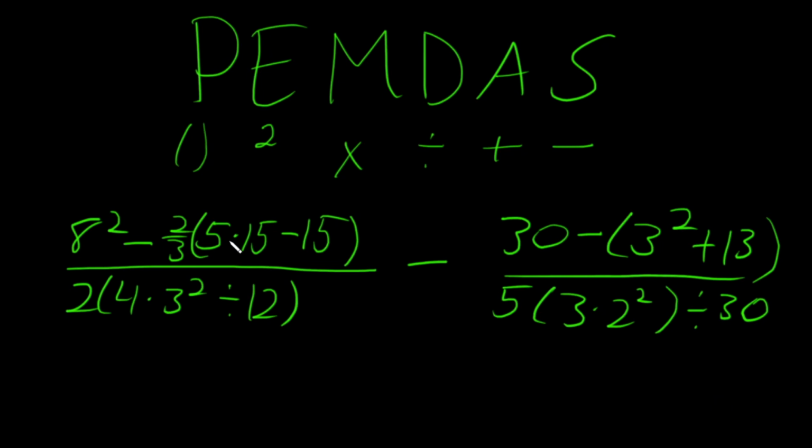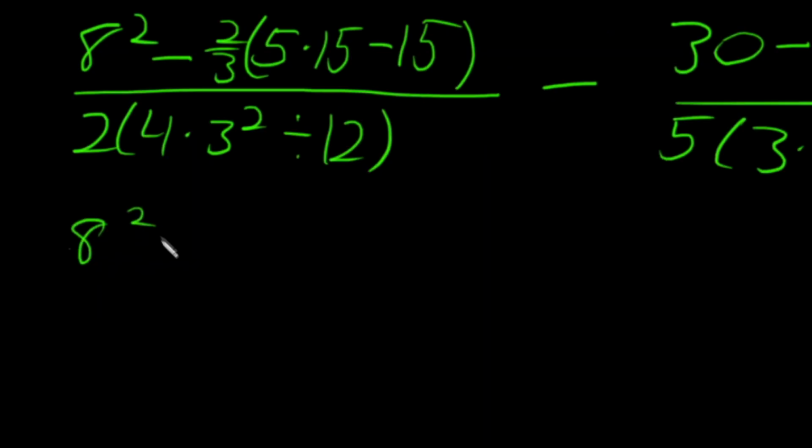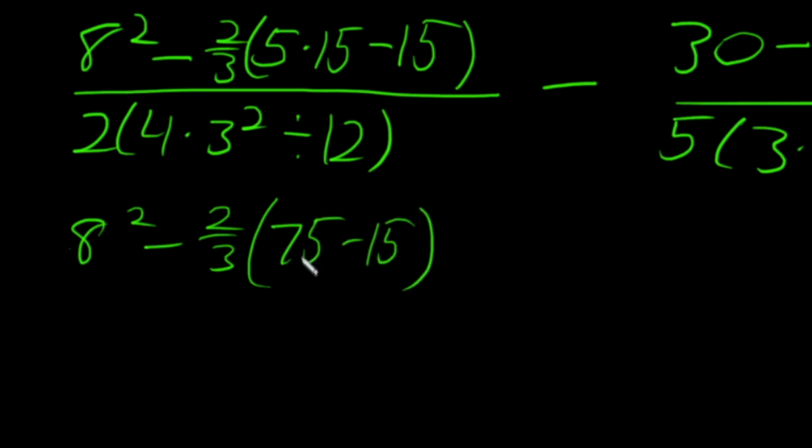Like we saw a moment ago, anytime we have these written as a fraction, we want to take care of one side of the fraction and then the other. So let's start with the first numerator. We do have parentheses, so we want to take care of this first. So we have the 8 squared minus 2/3 times 5 times 15 is 75 minus 15. We still have parentheses, so 75 minus 15 should be our next move. 8 squared minus 2/3 times 75 minus 15 is 60.